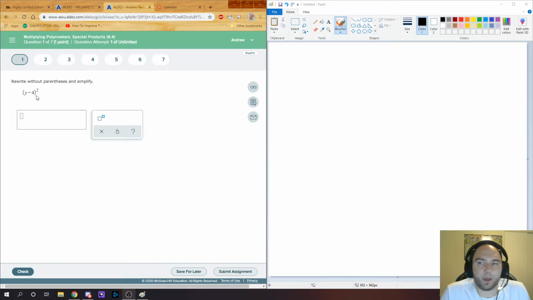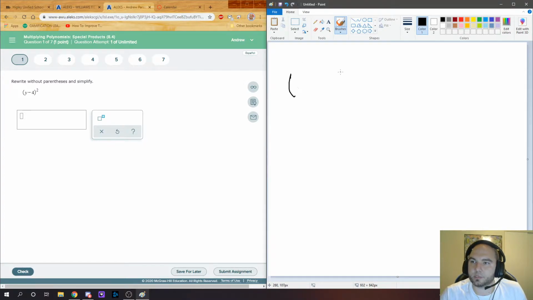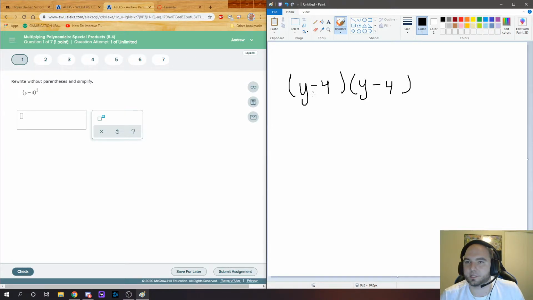The first kind is when you have a singular parenthesis being squared. What you're used to probably is seeing two sets of parentheses with some stuff to distribute or make a box out of. On this one, y minus 4 squared means y minus 4 times y minus 4. You literally just write it out twice. That's all a squared means, something times itself. So now this is just like a problem we've seen in the past.